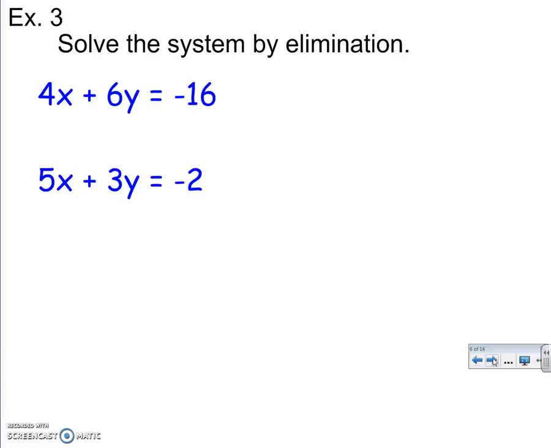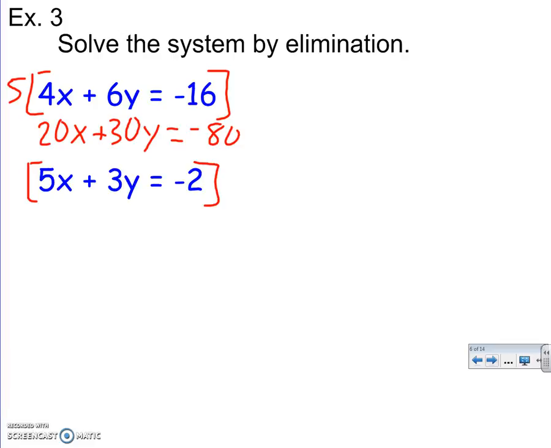To change x, I have to figure out what 4 and 5 jump onto. What's the least common multiple, LCM? So to do that, I'm going to multiply the top one by 5. So that'll give me 20x plus 30y equals negative 80. I'll multiply the bottom one by, instead of 4, negative 4 because I'll make the signs opposite. So that'll give me negative 20x minus 12y equals positive 8.